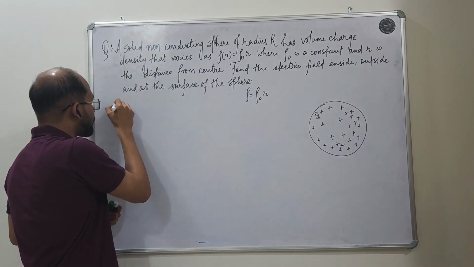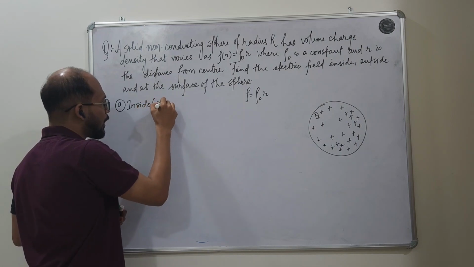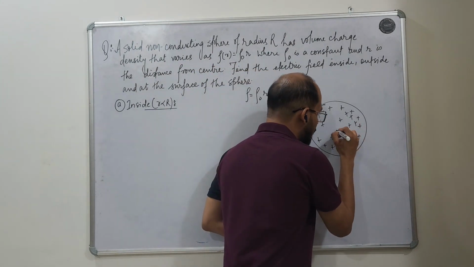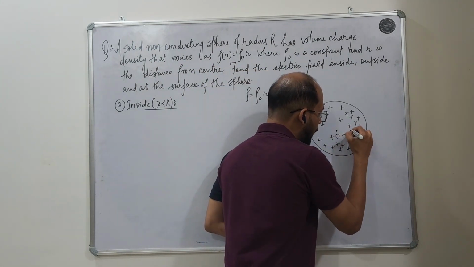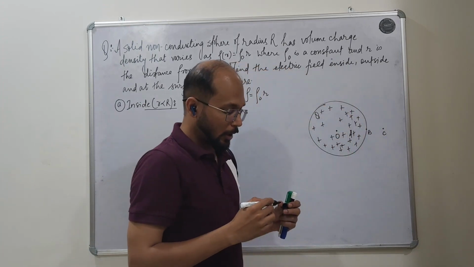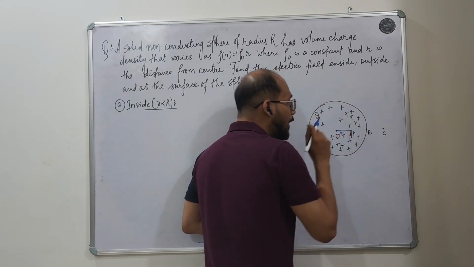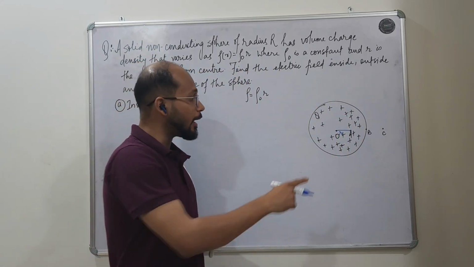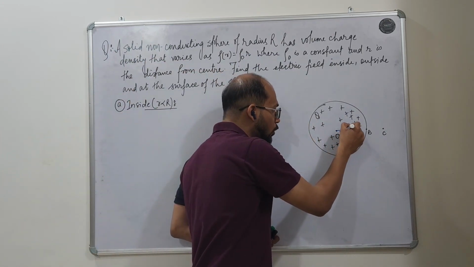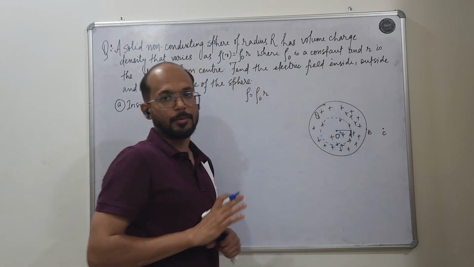Again, we will first find the electric field inside the sphere, that is r less than capital R. Suppose this is the center O. We have to find the electric field at point A, point B, and point C. Now, this is the distance r. We have to find the electric field inside the sphere at point A, which is at a distance of r from the center. That means we will choose a Gaussian surface which will pass through point A and which will be at a distance r from the center.